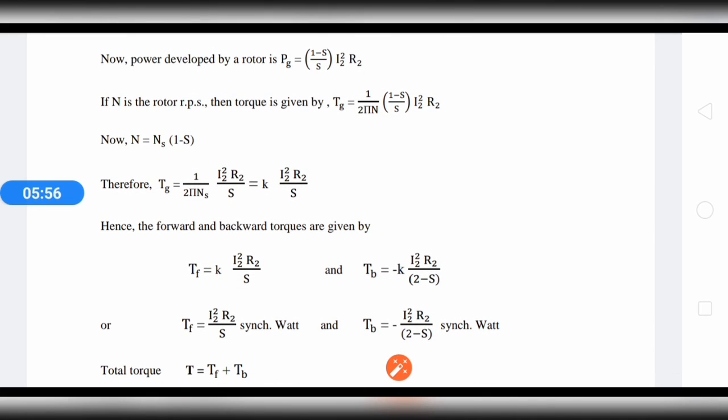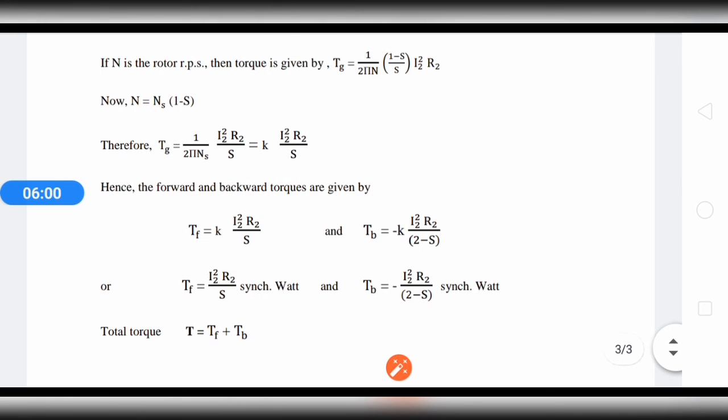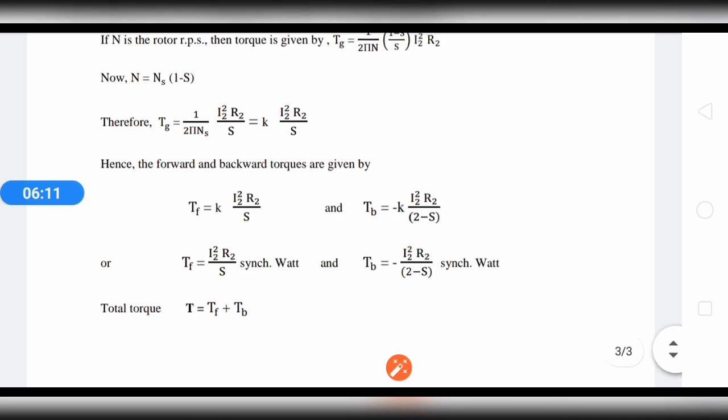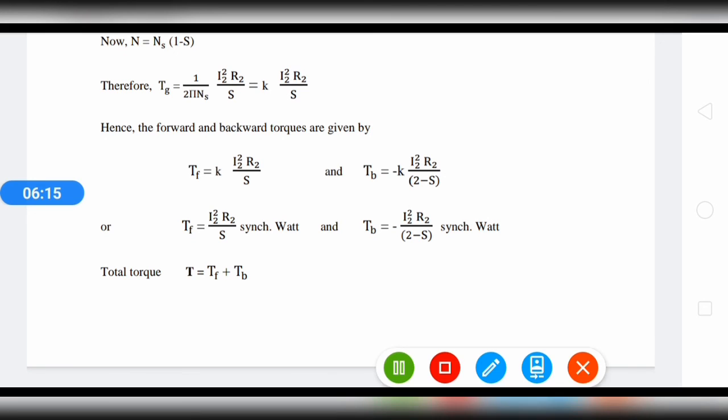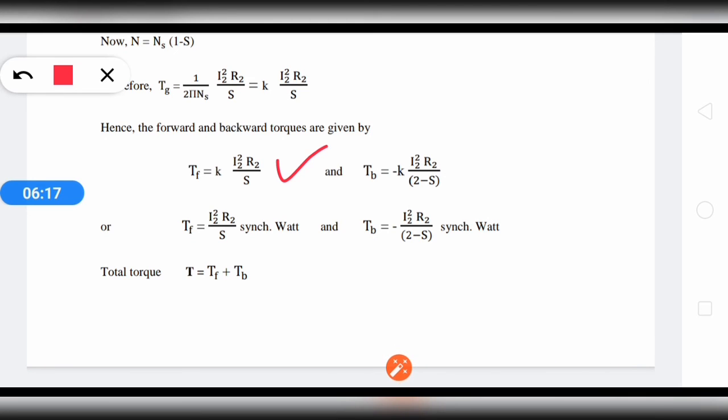The rotor speed n is given by synchronous speed multiplied by (1 minus slip). So the air gap torque is shown here as 1 upon 2 pi ns times I2 square R2 upon S. The forward and backward torques are given by this and this.